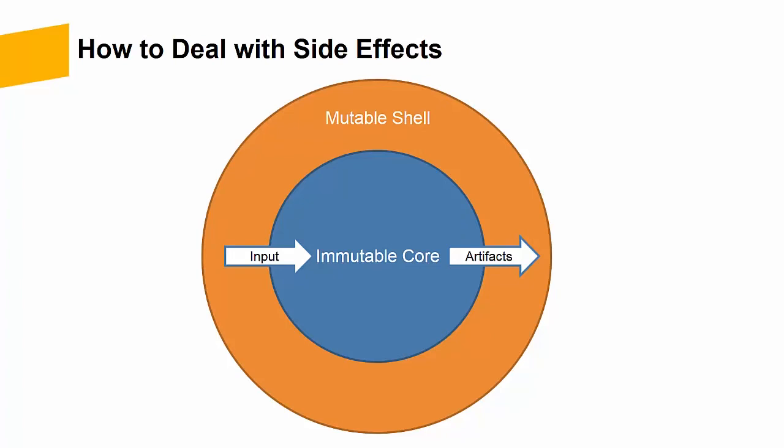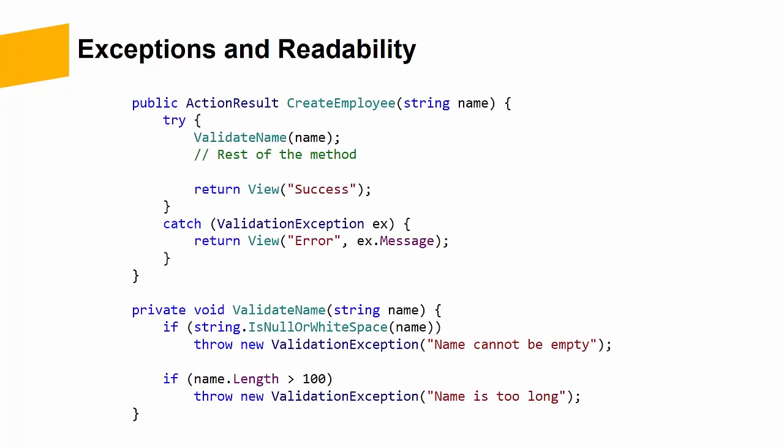All right, that's it for mutability. Let's move on to exceptions. Here's an example. It's a simple ASP.NET action which creates an employee given some name.